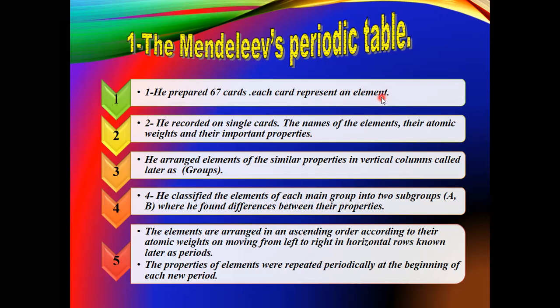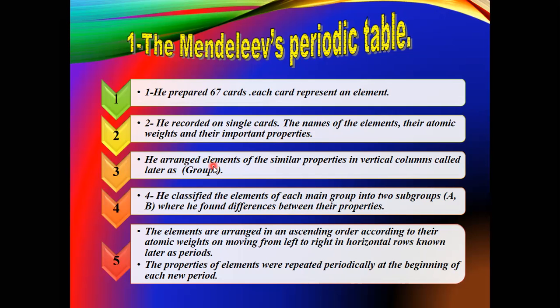So he prepared 67 cards. Each card represents one element only. He started recording three things on each single card. What are the three pieces of information about the element? Name of the element, number one. Atomic weight, but he had his own device to determine the atomic weight of each element. He didn't depend on the existing information about atomic weight; he used his device to find it. And he recorded the new atomic weight and the important properties discovered until this moment for this element. So each card had three things written on it: name of the element, atomic weight, and important properties.